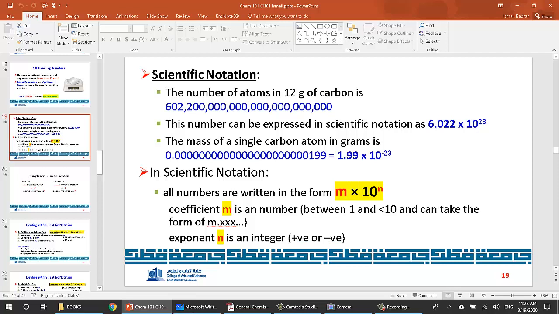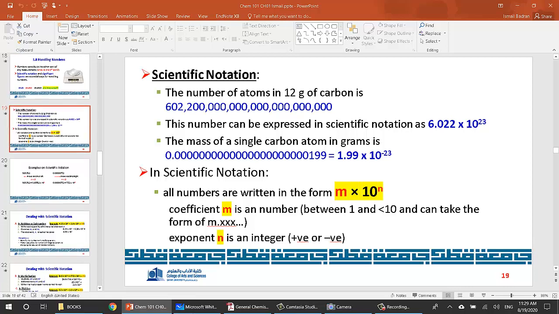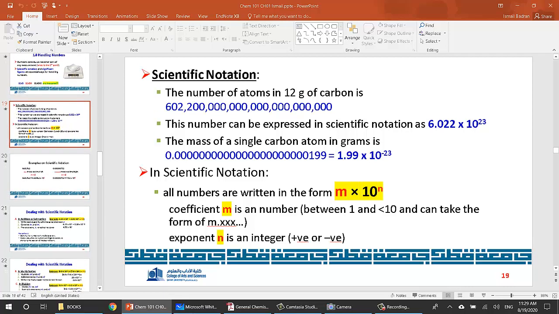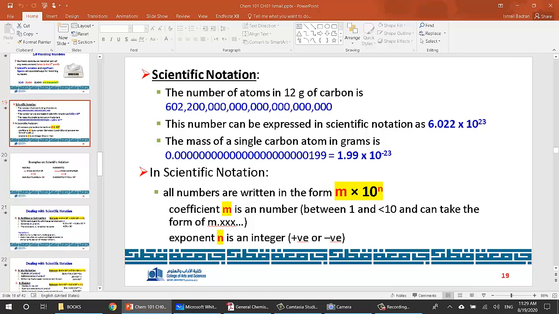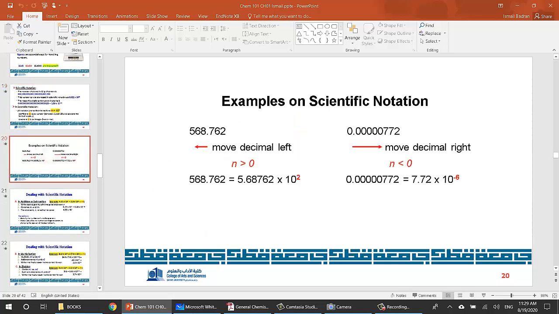When that exponent is positive, that means it's a big number. When the exponent is negative, like in the other case, where the mass of a single carbon atom in grams is 1.99 times 10 to the minus 23, this means it is an extremely small number. So the common understanding is that with a positive exponent, when I say 6 times 10 to the power 4, for example, that means 60,000. And 6 times 10 to the power minus 6 means it's a smaller number, smaller than 1. So in scientific notation, all numbers are written in the form of m times 10 to the power n, where m is the number itself and n is the exponent, an integer.